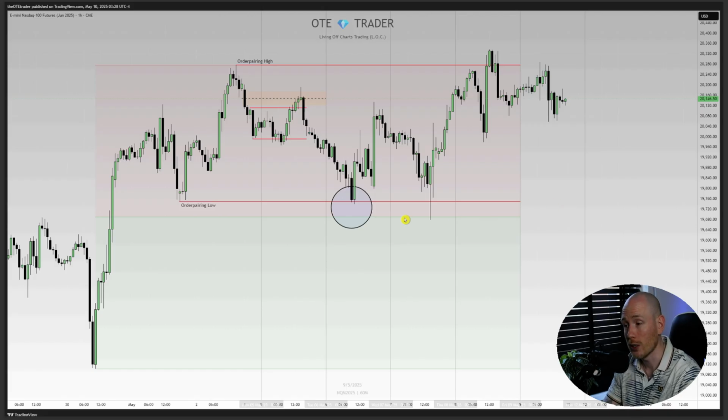Now that doesn't mean we cannot look for buys after this purge. There's still an opportunity to look for buys because you guys know the concept internal range to external range and external range to internal range. That's exactly what's happening over here, right? We have external range purged and then we have an internal range liquidity pool up here. So that's still a trade setup in itself, even if it doesn't deliver to the order pairing high.